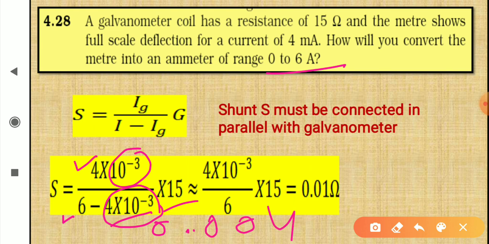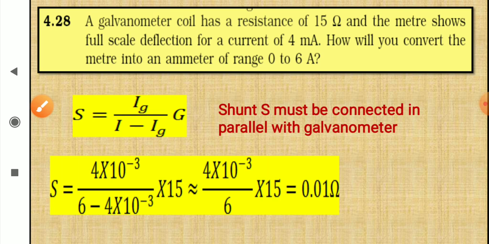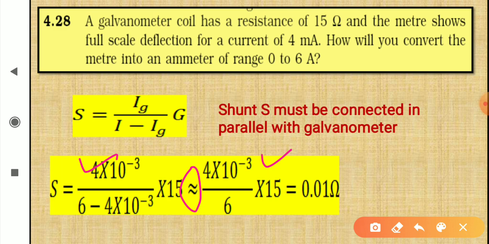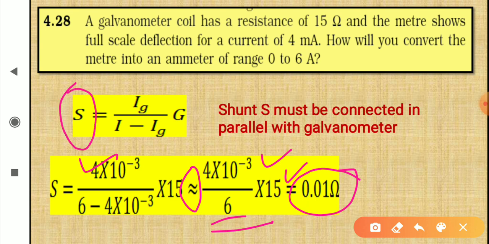0.004. See? Now this is too small as compared to 6. 6 में से इसको माइनस करोगे तो बहुत ही छोटा है. So we take it nearly equal to 6 only. So this is nearly equal to 4 into 10 to the power minus 3 upon 6 and into 15. Multiply, simplify, you get 0.01 ohm. Very, very small.